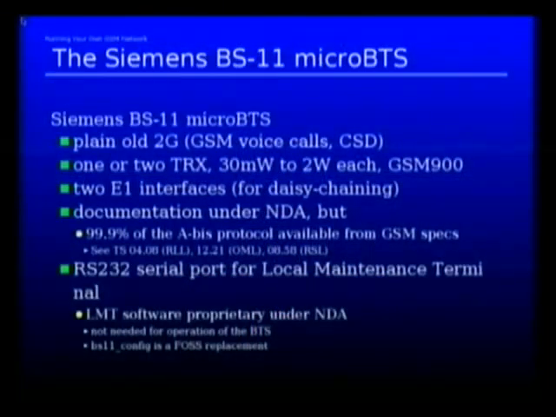It has 1 or 2 transceivers, which you can each configure from 30 milliwatts to 2 watts transmit power in the GSM 900 band. There's 2 E1 interfaces. Why 2? Well, one goes to the BSC, the base station controller. The other interface, you can go to another BTS, because a BTS with 2 transceivers only uses about a quarter of the capacity that an E1 line has. So you can run your E1 line first from the base station controller to the first BTS, then to the second BTS, then to the third BTS, and so on. So you don't need a star architecture.